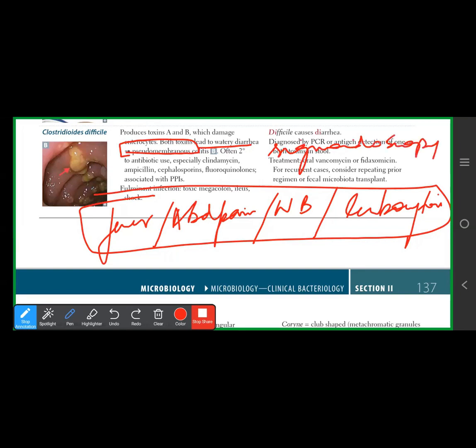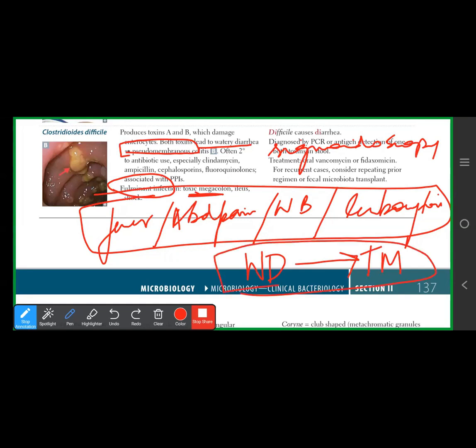And you have to remember the characteristic presentation. One more thing is that they have toxic megacolon. That's called your fulminant infection, toxic megacolon. Toxic megacolon is nothing but your fulminant colitis. So they can have a wide range, from watery diarrhea to fulminant colitis like toxic megacolon. So this much variation of symptoms they can have.